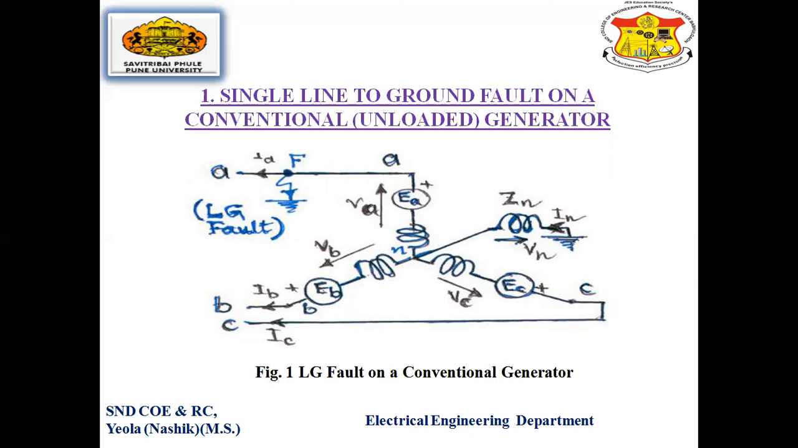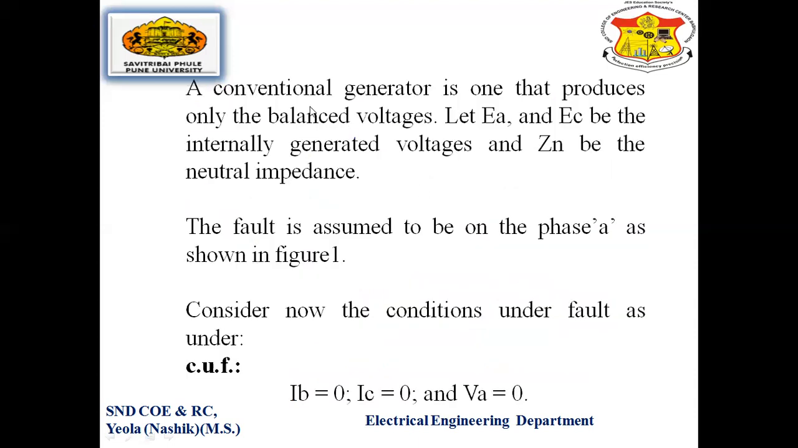This is the figure which shows the LG fault on a conventional generator. Here, the three-phase winding of the generator is shown. So here, on one winding, the LG fault is created. This is a single line to ground fault on a conventional unloaded generator. Unloaded generator means no load is connected to this generator. A conventional generator is one that produces only balanced voltage.